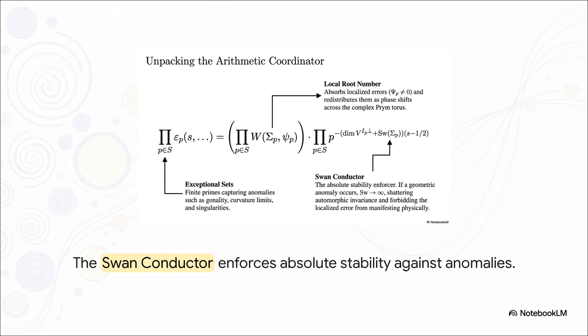This acts as an absolute stability enforcer. If a geometric anomaly tries to bubble up and manifest physically, bam, the Swan conductor shoots to infinity. This shatters the automorphic invariance and forces the equation to instantly redistribute the error. The localized error is absorbed by the local root number, that's the W term, which then redistributes it as phase shifts across a complex torus.